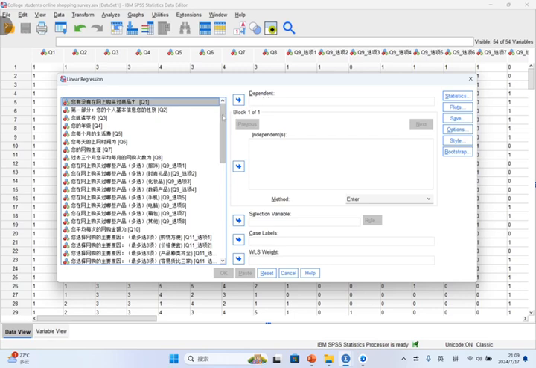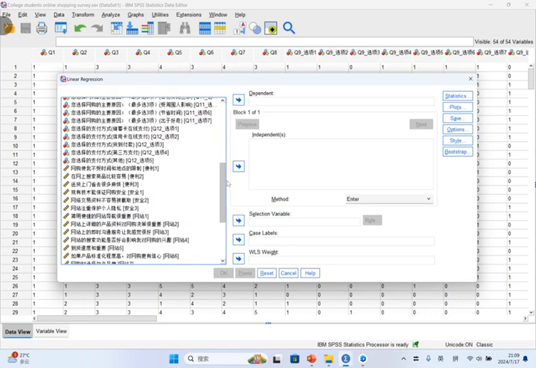For example, we want to test the hypothesis that college students' perception of safety when shopping online will positively affect online shopping purchase intention. In this hypothesis, purchase intention is the dependent variable, and safety is the independent variable. Select purchase intention in the candidate variables list box on the left side of the linear regression dialog box.